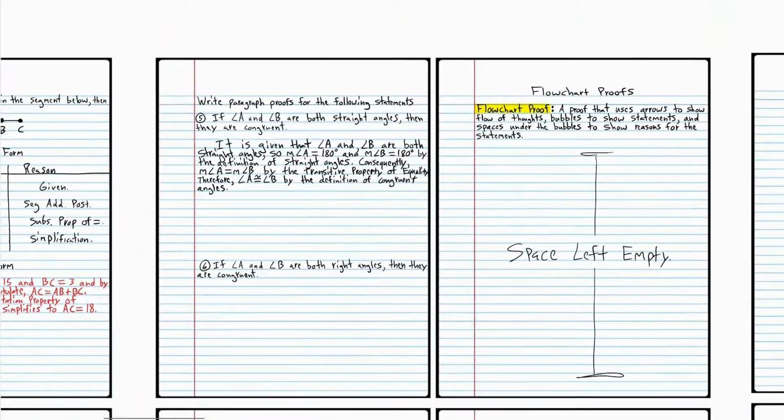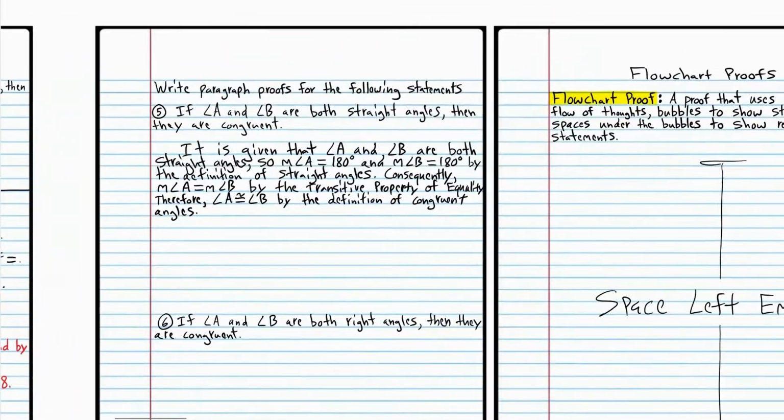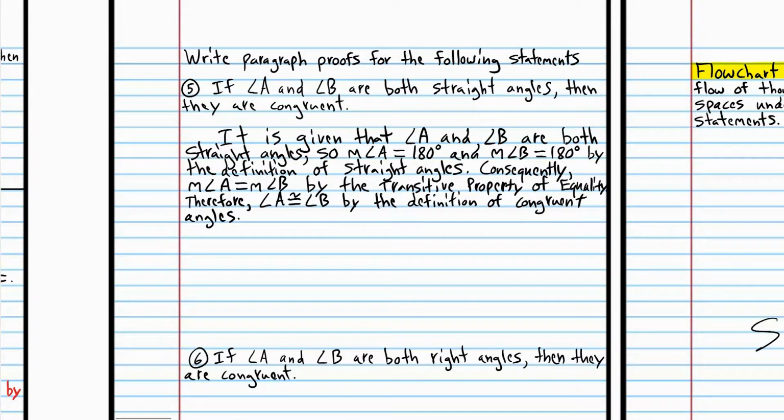All right, we're back. So on to number 5. Number 5, it says if angle A and angle B are both straight angles, then they are congruent. So it is given that angle A and angle B are both straight angles. So the measure of angle A equals 180 degrees, and the measure of angle B equals 180 degrees by the definition of straight angles. If they're both straight angles, then the measures both have to be 180 degrees. That's just the definition of straight angles.